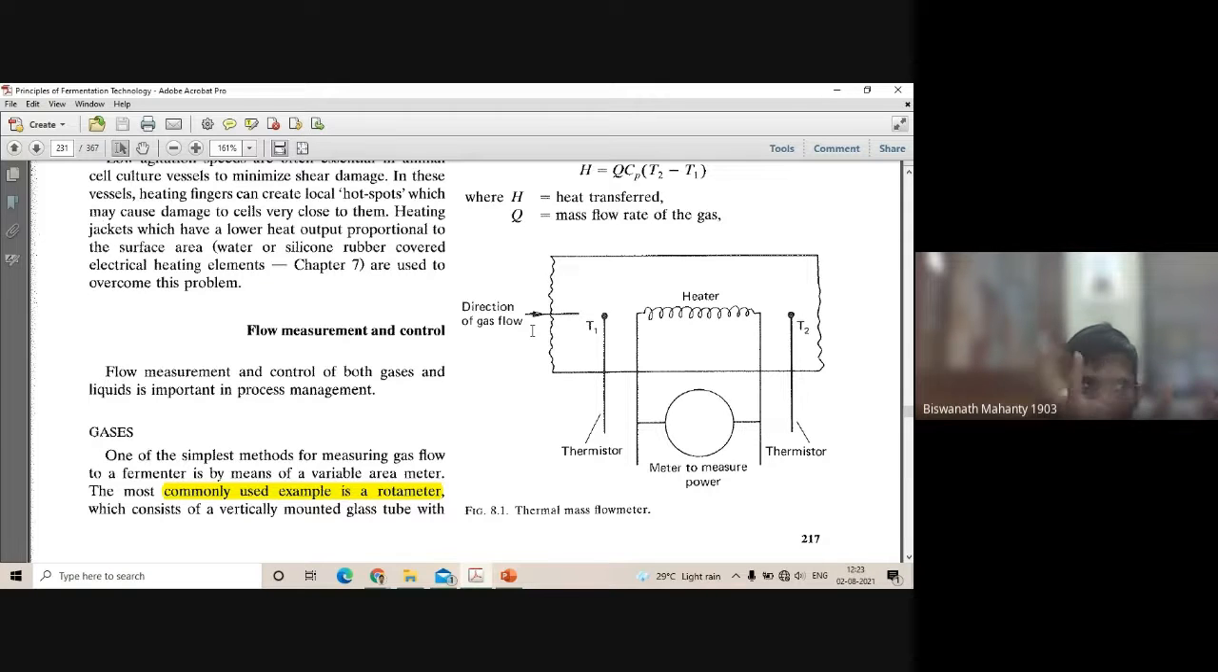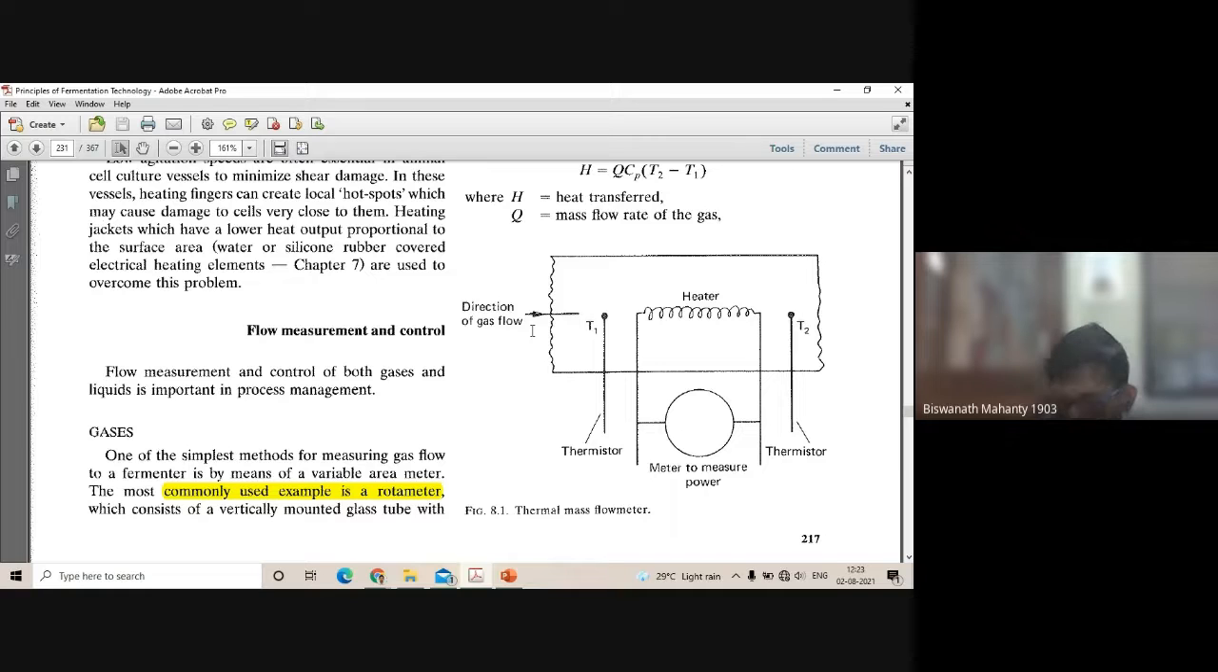Very small device. It is very easy to use also, not a difficult one. But one requirement is that it is only specific for certain gases. Every gas cannot be measured. You cannot measure nitrogen there, okay, because they are not calibrated, right? Your instruments should be calibrated.